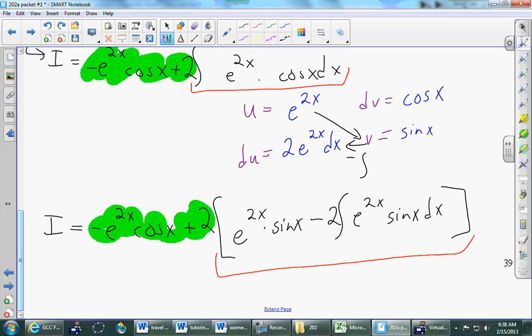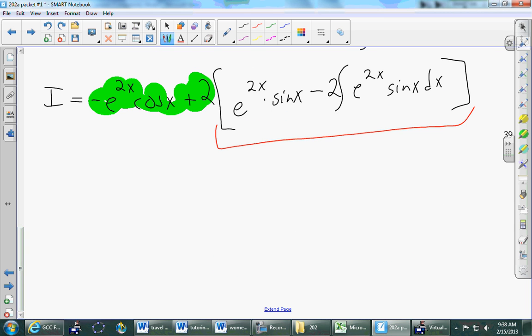It doesn't look any better, right? And Cole was right. We have exactly the integral we started with. Started with e to the 2x sine x. There it is again. But let's persevere just a tiny bit longer.